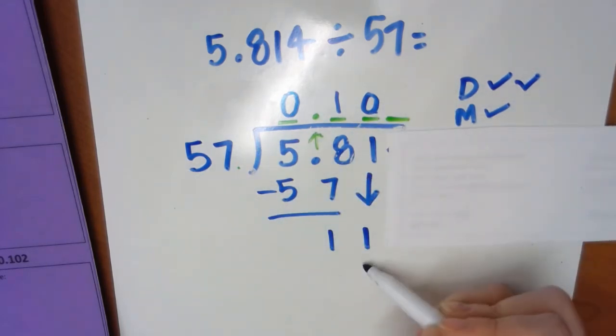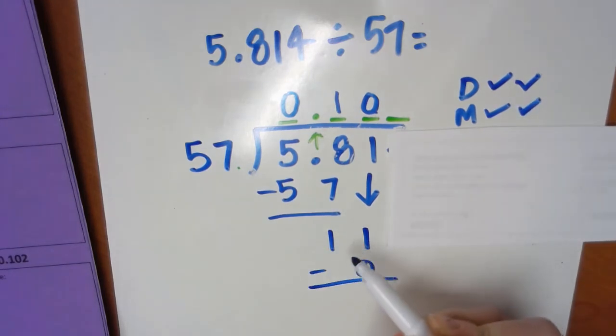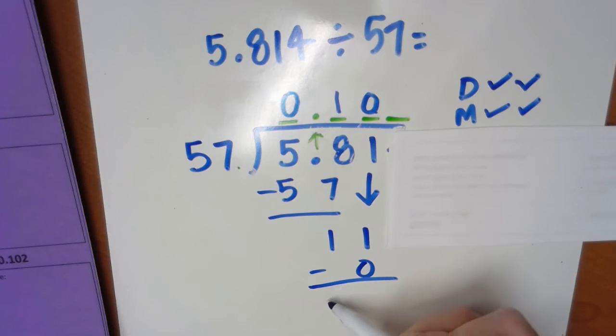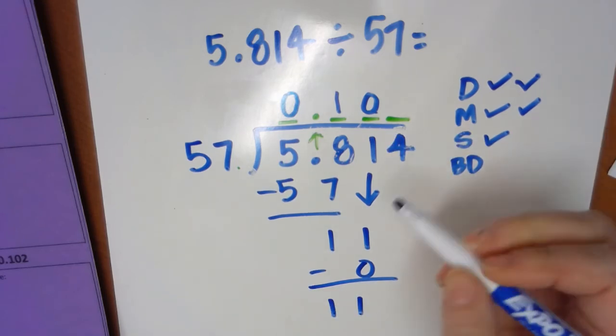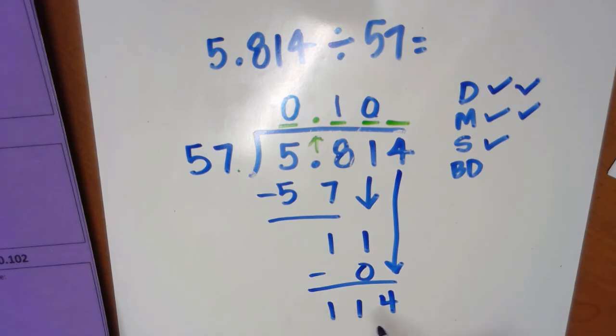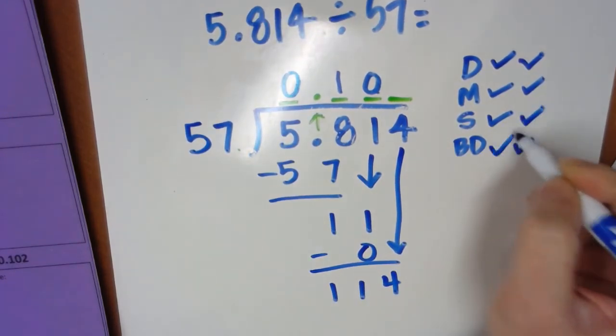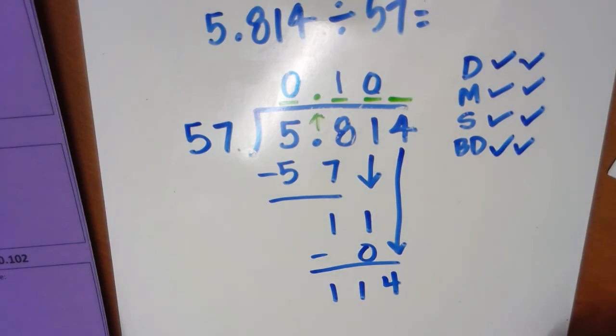0 times 57 is 0. Now I'll subtract. 11 minus 0 gives me 11. And now I'll bring down my 4 to give me 114. Okay, that was my subtract and my bring down. Again, since I brought down, this process starts again.